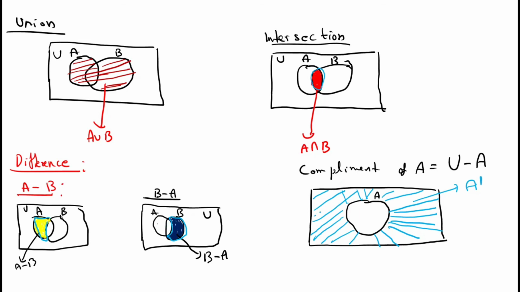Then complement. Complement means from the universal set you need to remove A. See, A is inside the universal set, that's clear. Then from the universal set you need to remove that A. Then only the outside part you are getting, right? Other than A, this is a shaded part. That is what we call A complement.